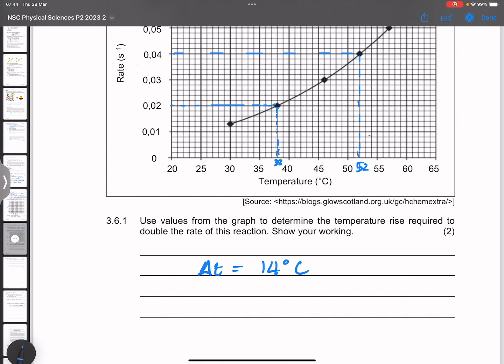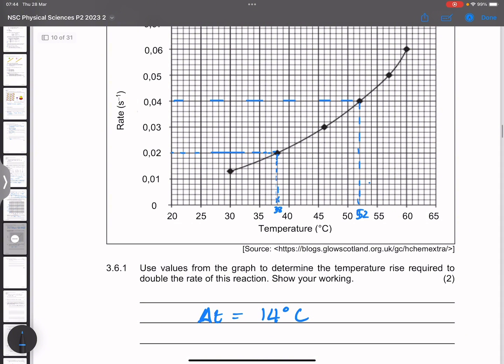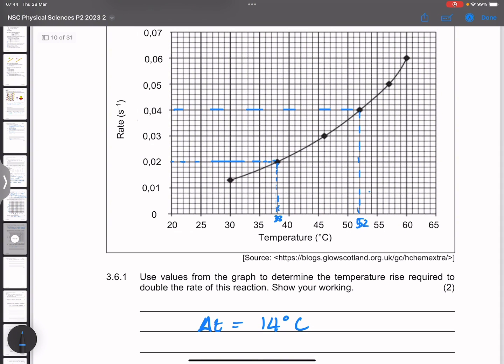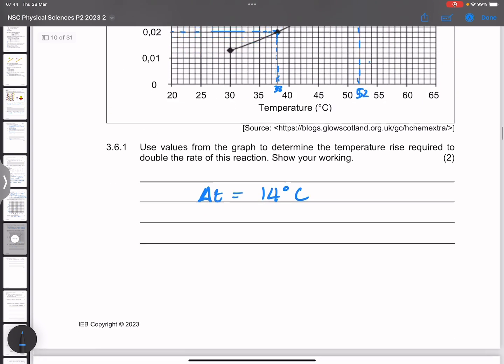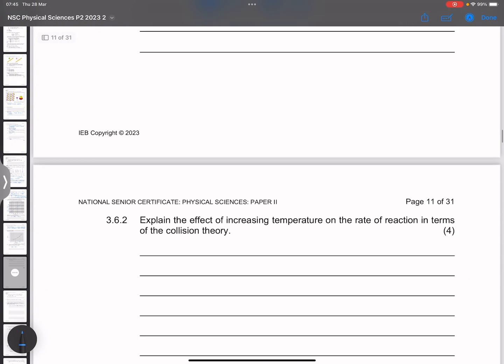Okay, so I showed you how to do that by reading off from the graph. You could have taken any other rate where it actually doubles. You could have read off from 0.03 to 0.06. Nothing wrong with that. I'm sure you would arrive at the same conclusion.